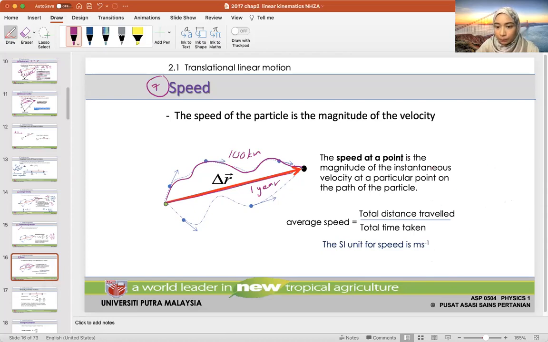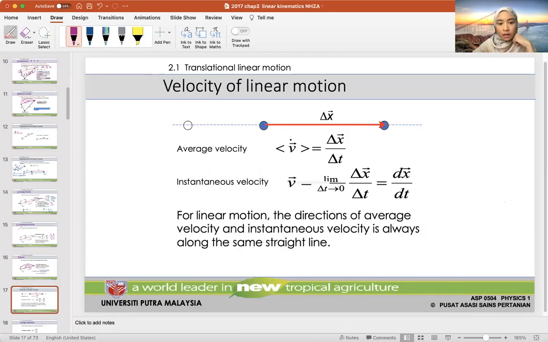The speed at a point is the magnitude of the instantaneous velocity at a particular point. You just have to know that it is the total distance over the total time. And speed is the magnitude of velocity, so it has no direction. It only has magnitude. Okay, so now let's take a look at this equation.